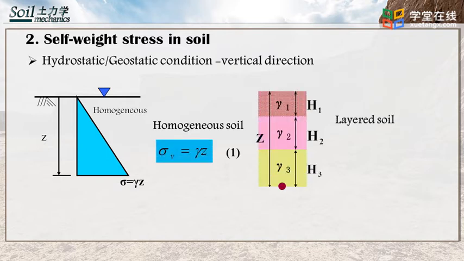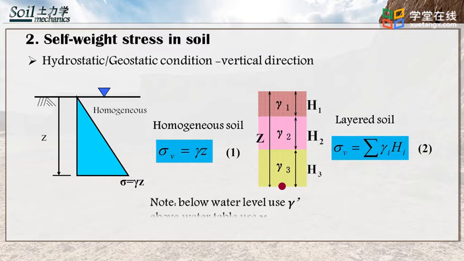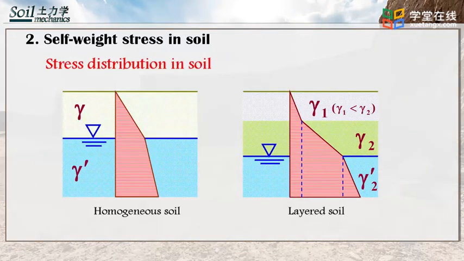For layered soil, the self-weight stress at any point can be obtained from the summation of self-weight stress above that point, as expressed in equation 2. Note that the effective unit weight should be used for the soil below the water level. Based on the equation, the stress distribution in soil can be obtained as shown in the figures.